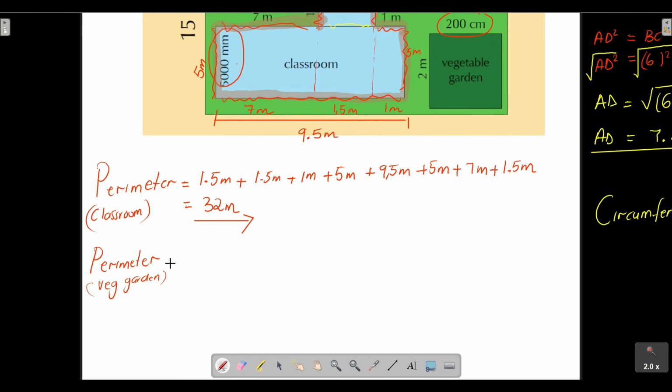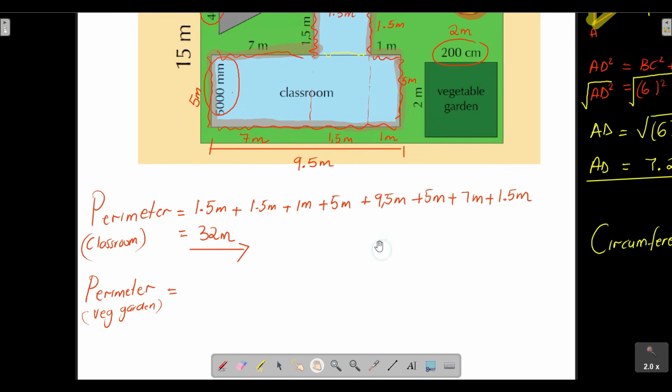So to get the perimeter of the vegetable garden, you're just going to add all the sides together. Remember, we just want to find the outline, the length around our shape. So it'll just be 2 meters plus 2 meters plus 2 meters plus 2 meters, or you can just write it as 4 multiplied by 2 meters. You'll still get the same answer. So 2 plus 2, 2, 4, 6, 8 meters.